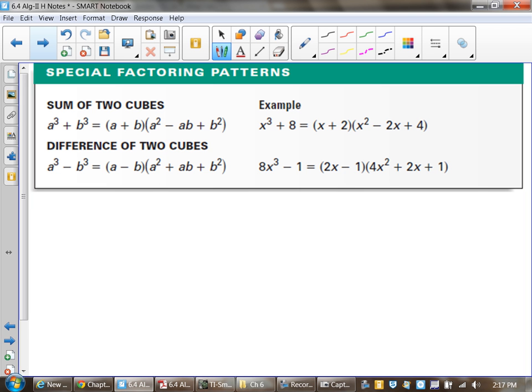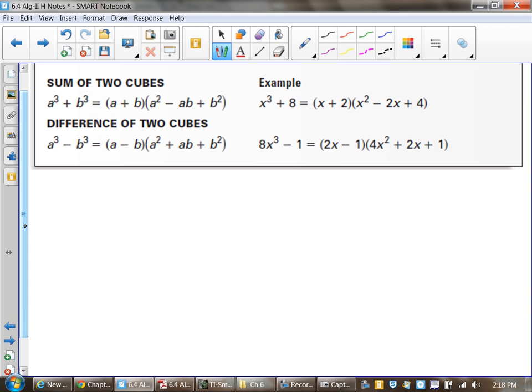Now, this is called sum and differences of cubes. Those are third degree polynomials. Their exponent is 3. They mirror what you guys have seen before with something like this.